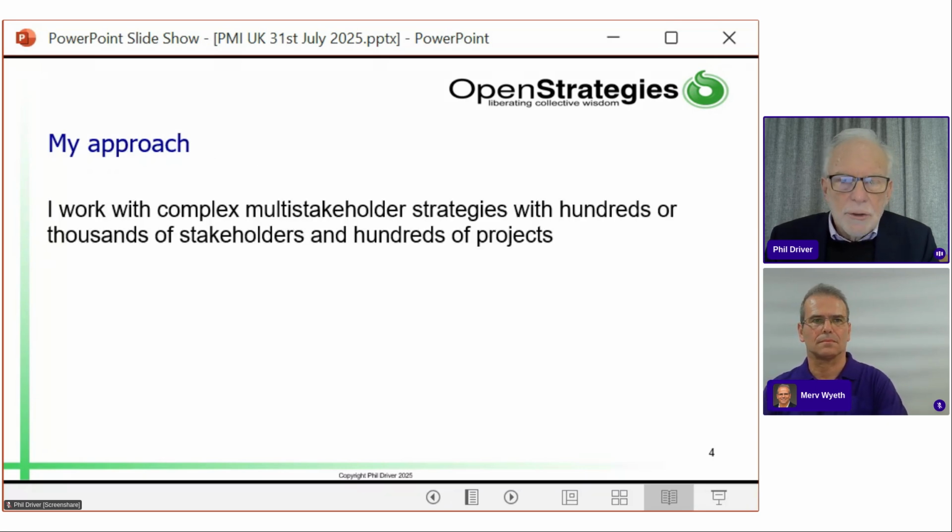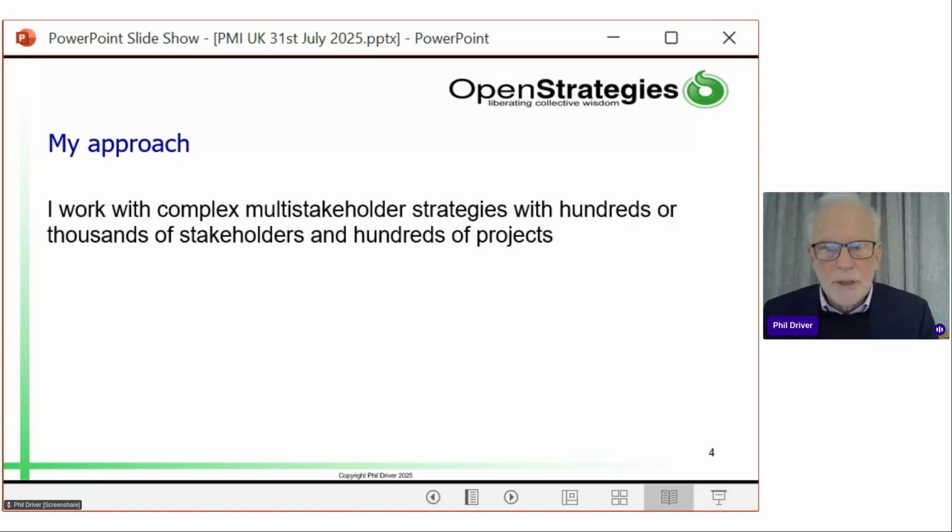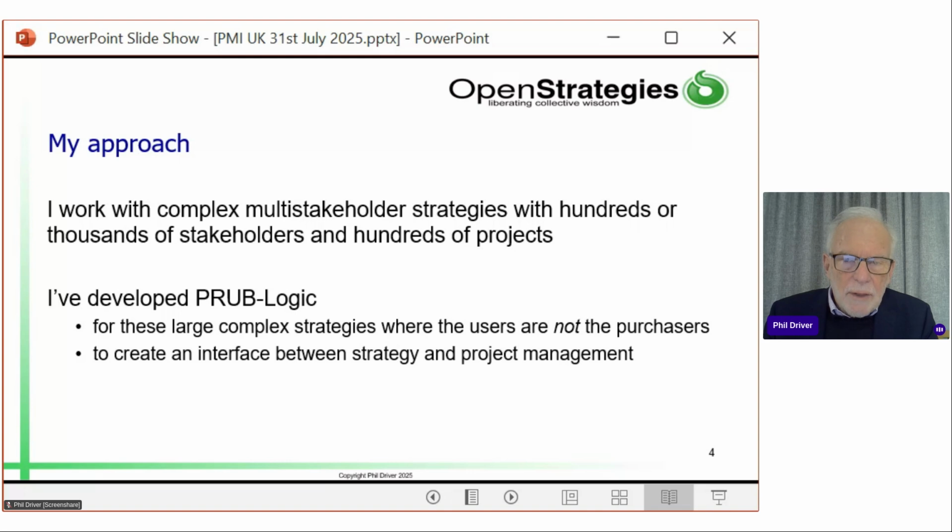Okay, so my approach is that I don't come from a project management background. I come from a strategy and technology background. So I'm typically working with complex strategies. It might be on climate change or biodiversity or management of a large alpine river catchment, things like that, where there might be hundreds or even thousands of stakeholders and hundreds of projects. So I developed PRUB-Logic for those sort of large complex strategies.